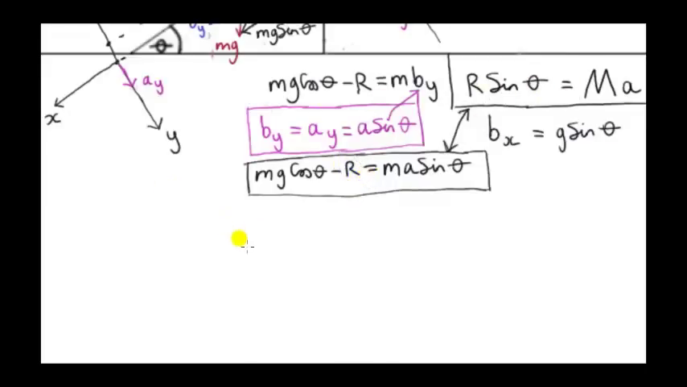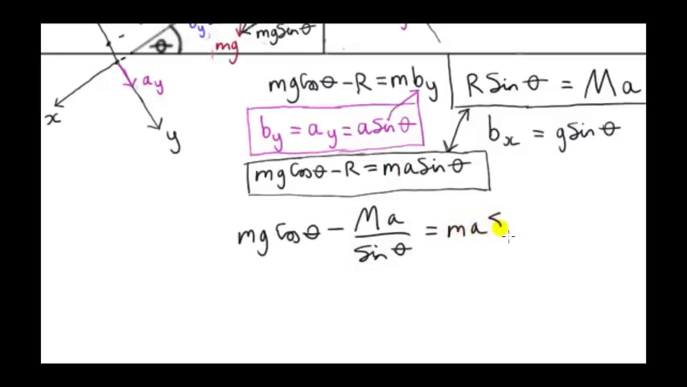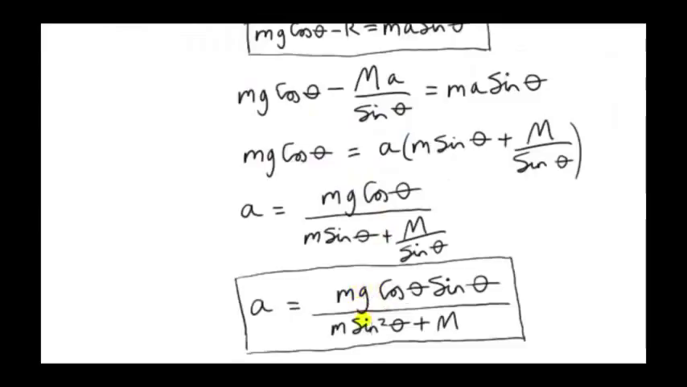So we get mg cos theta minus r, where r is just big M a over sine theta, and that's equal to little m a sine theta. So we just have one unknown in this equation, which is a. So there we have it, a formula for the acceleration of the wedge. So just to get to this formula, I multiplied above and below here by sine theta. That's just to cancel the sine theta in this denominator.